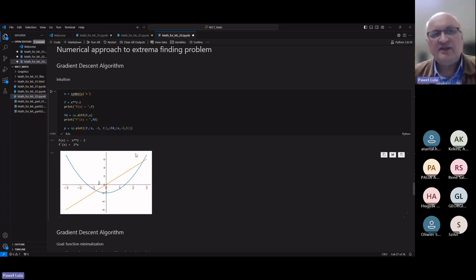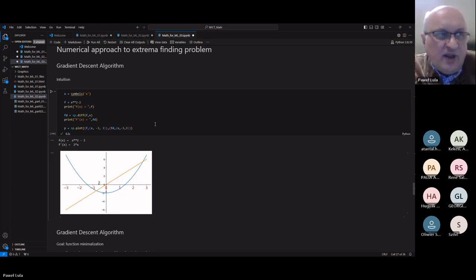It is an iterative approach. So we will perform some operations many times. For example, we have a function, a very simple function, x to the second power minus 2. This blue line represents this function. And I'm going to find the minimum value of this function.